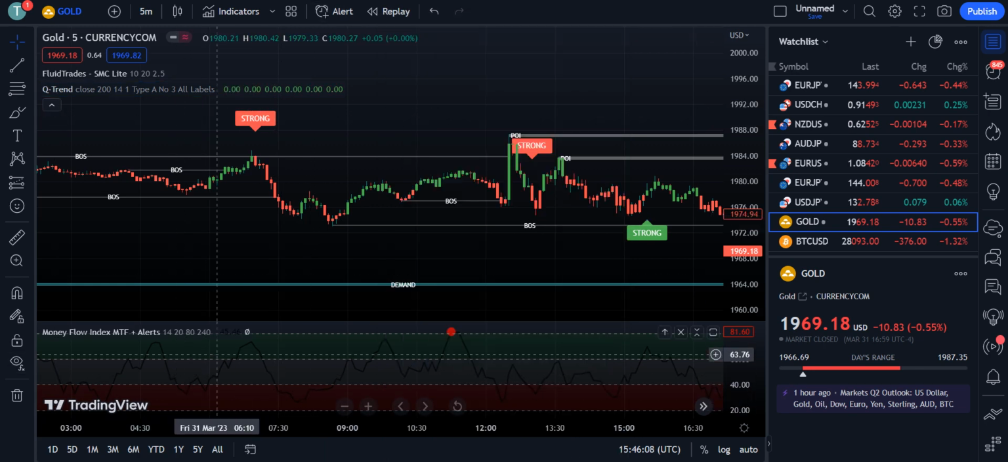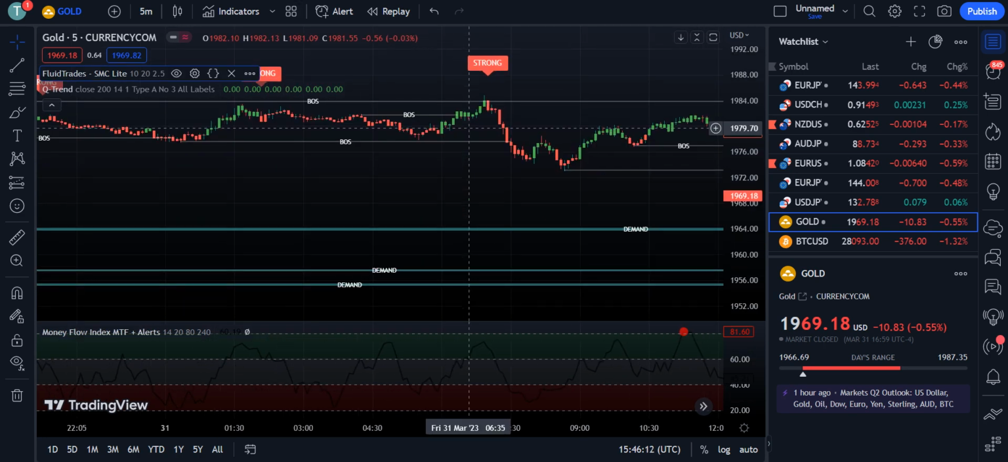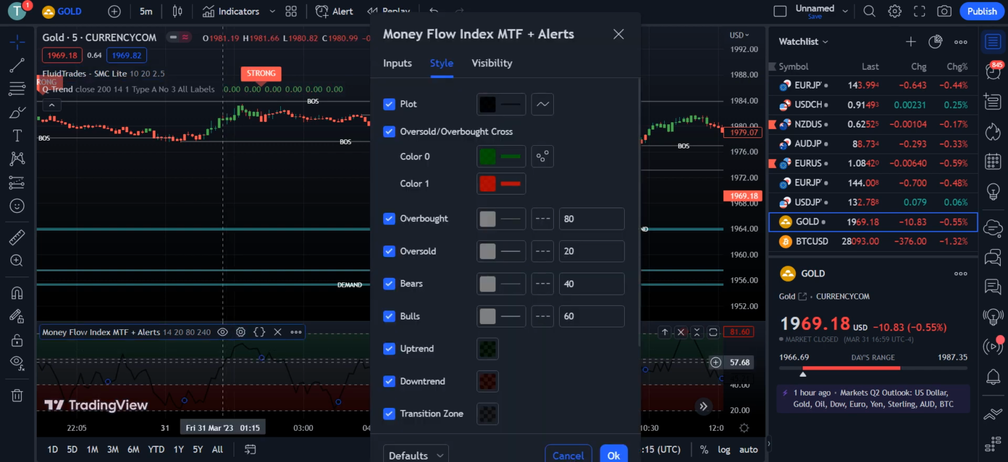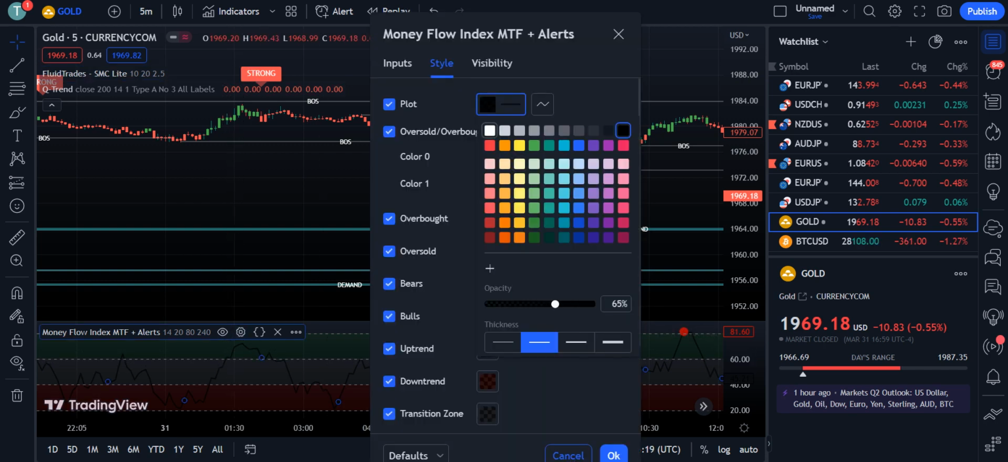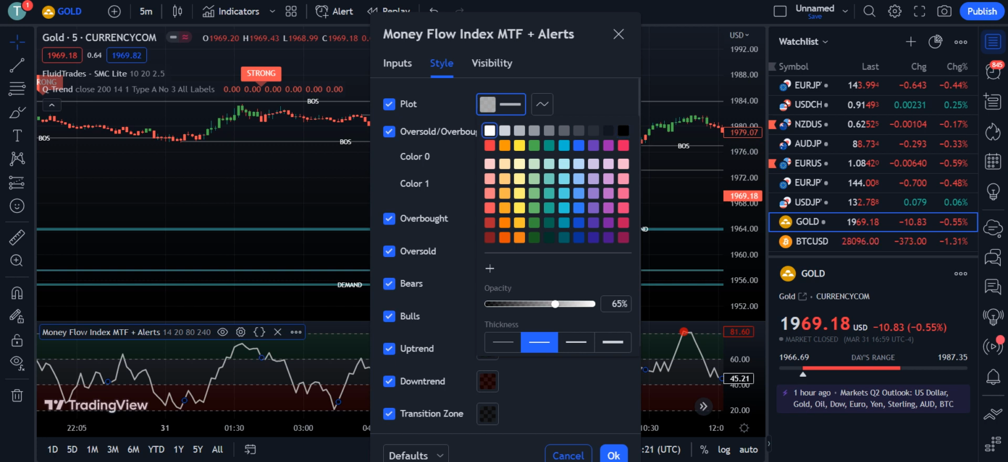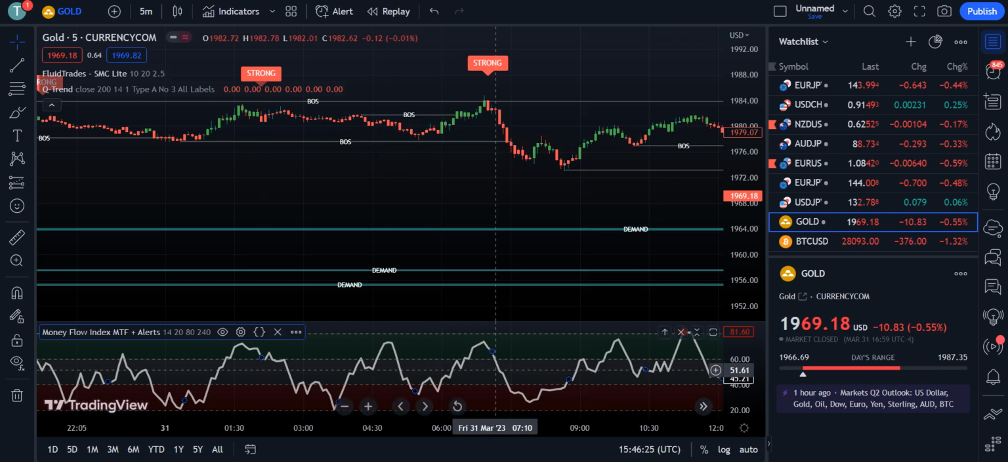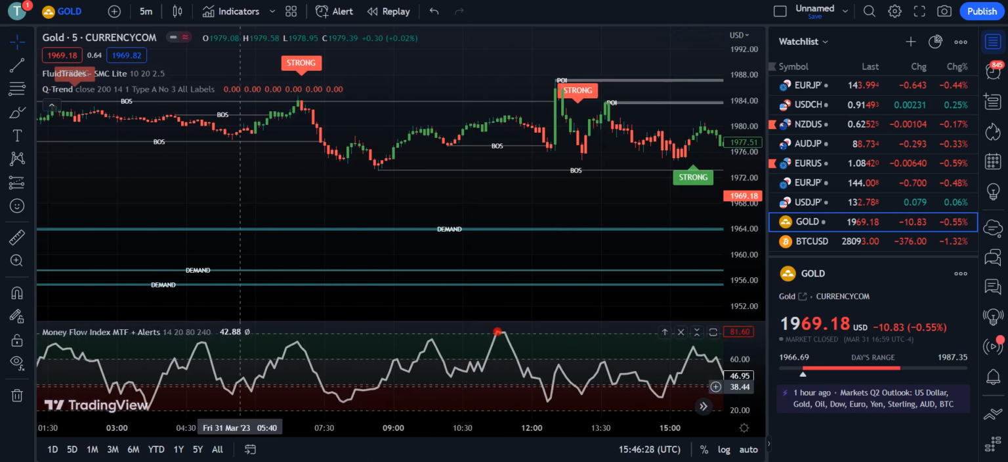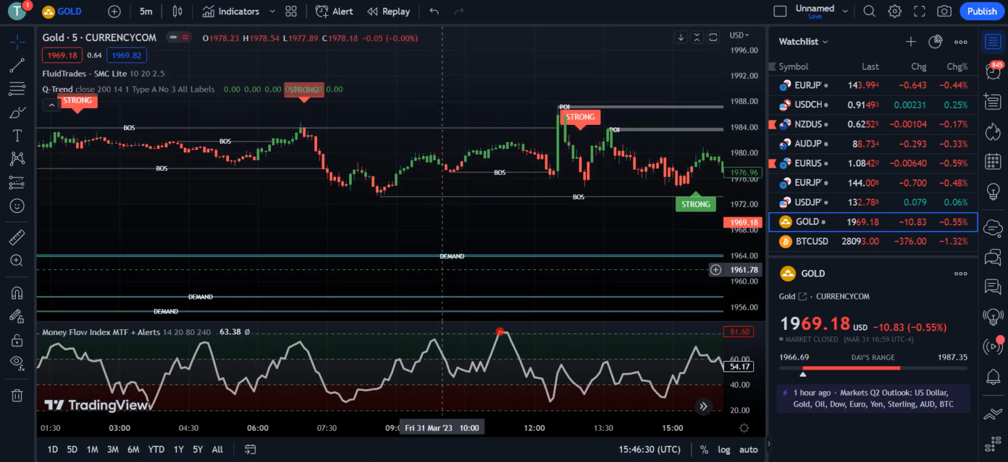And the other thing that we are using here is the Money Flow Index indicator, and from here we are going to make the plot white color to make it more visible. We will change its thickness as well, and now it's prominent.